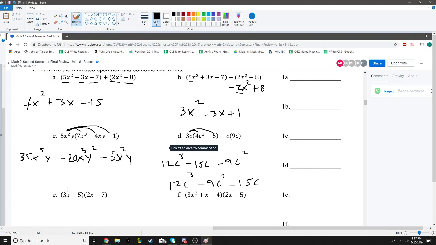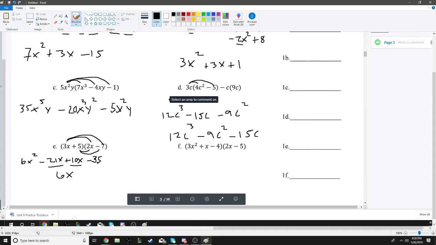Okay. For e, this is called double distribution. 3x times 2x is a 6x squared. This 3x times 7 is negative 21x. 5 times 2x, that's a 10x. 5 times negative 7 is negative 35. And we can combine the negative 21 and the 10 to make this 6x squared minus 11x minus 35.